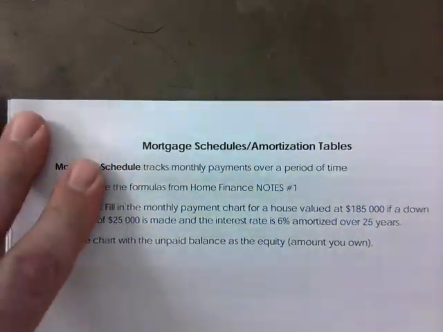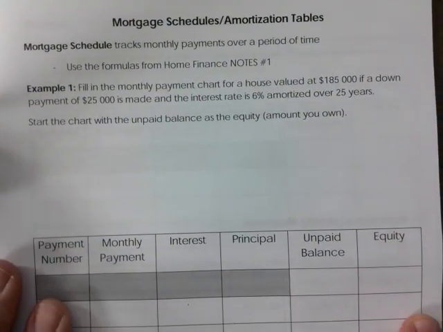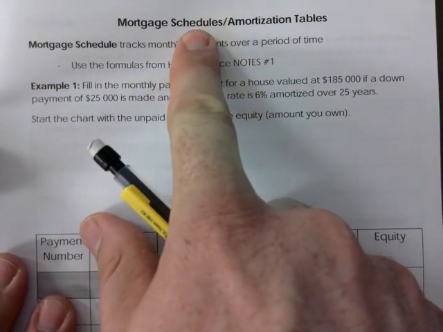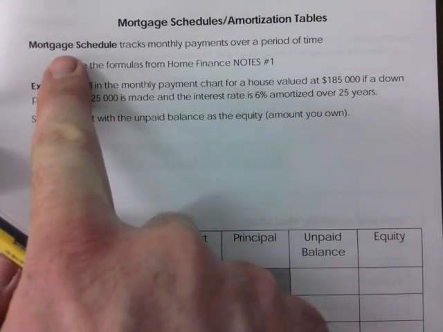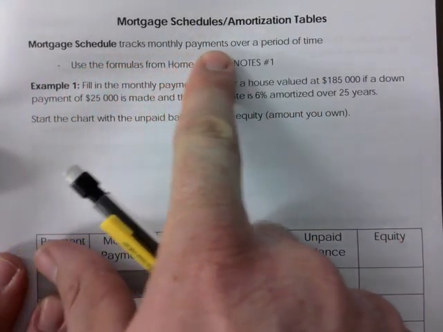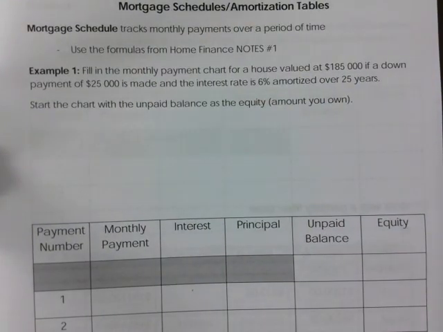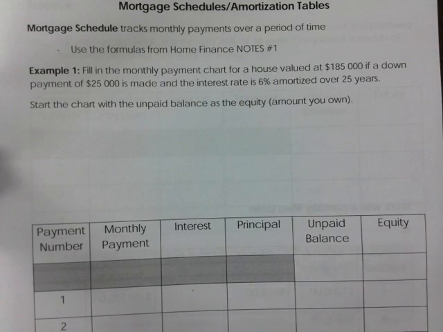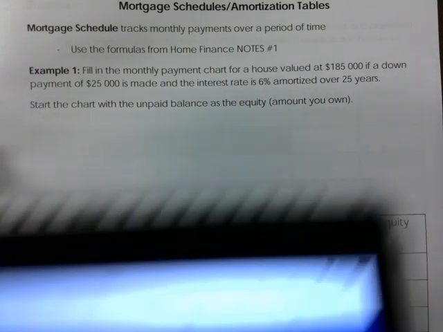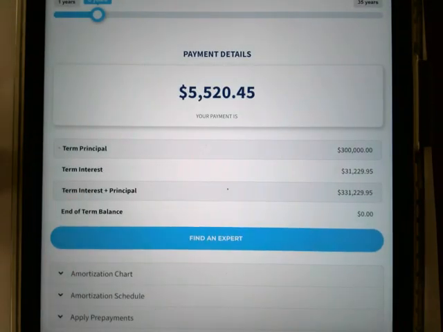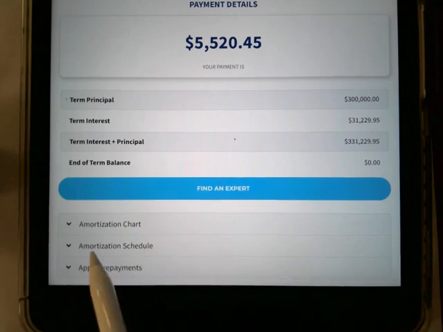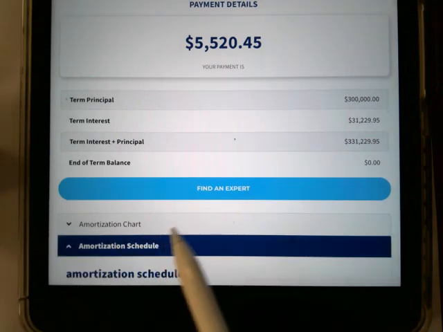Good. All right. Pages 6 to 8, the key to pages 6 to 8 is posted. So if you need more help with payments and stuff, that's what you work through. Okay. Mortgage schedules or amortization table, the same thing. A mortgage schedule tracks monthly payments over a period of time. Now, I want to be very clear because I need you to understand. I don't want you to just blindly do things. Remember this mortgage here? There's an amortization schedule right here.